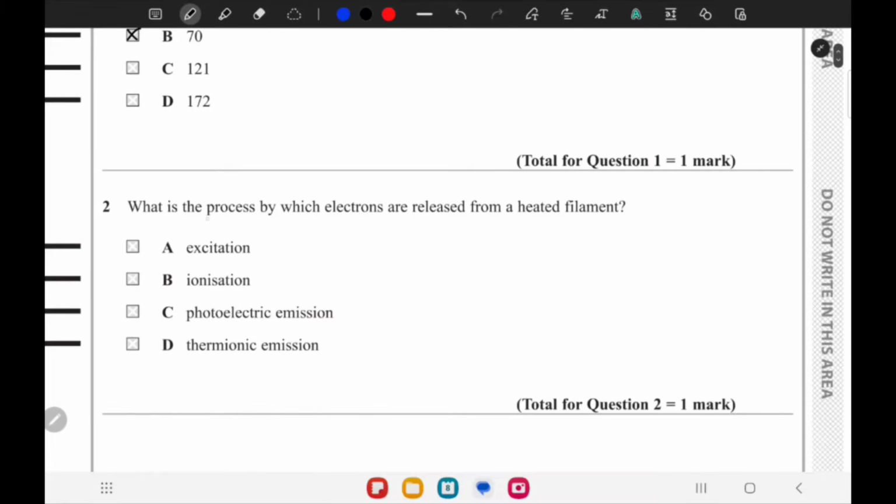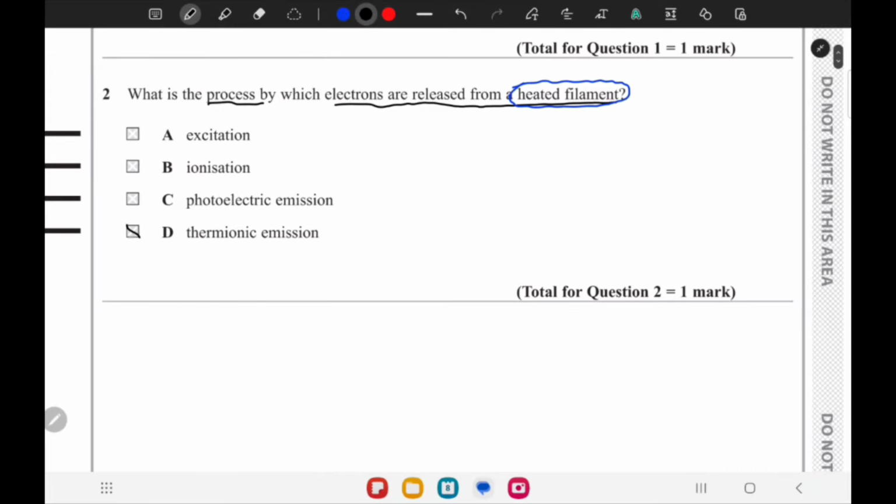In question 2, we are asked in which process are electrons released from a heated filament. Since we're told this is a heated filament, this will be thermionic emission. So option D is our answer.